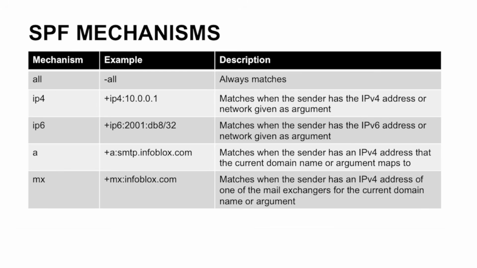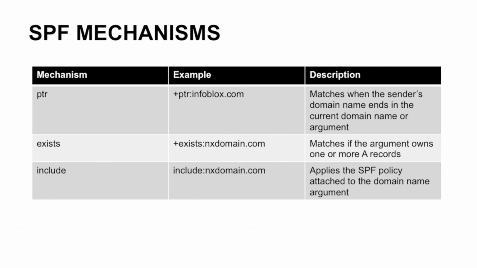A matches any IPv4 addresses in A records for the current domain or the domain name argument. MX matches the IPv4 addresses of mail exchangers for the current domain or the domain name argument. PTR, or pointer, in which the IPv4 address of the sender is reverse mapped to a domain name, and then that domain name is mapped to an IPv4 address. The two must match, the IPv4 address from which he connected and the IPv4 address to which the domain name maps, and the domain name must end in either the current domain or the domain name argument.